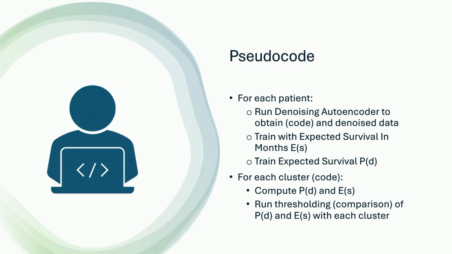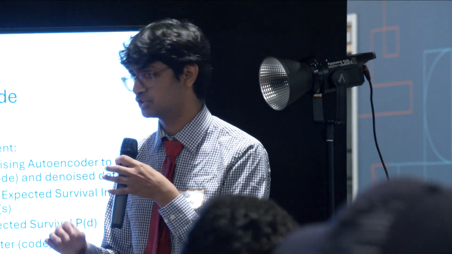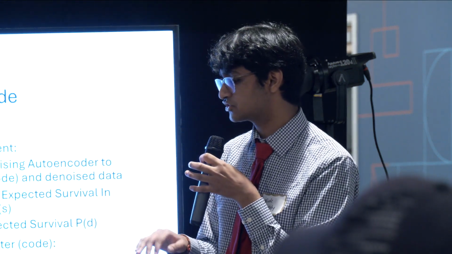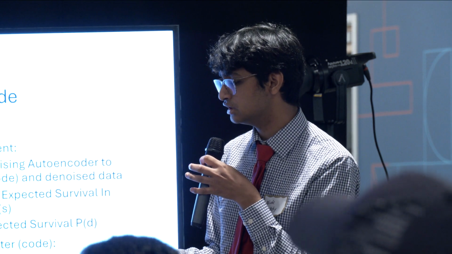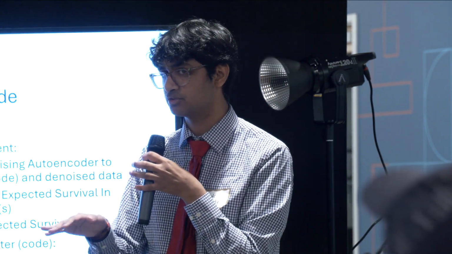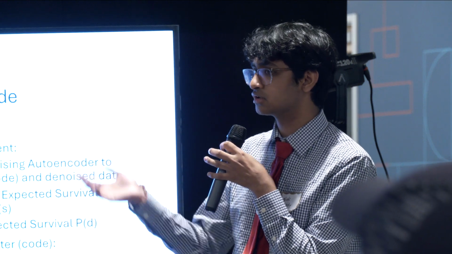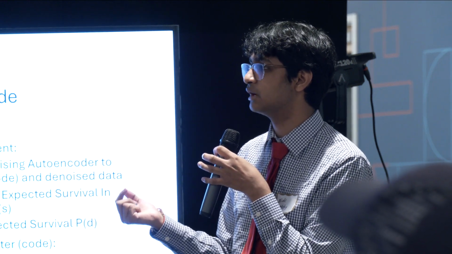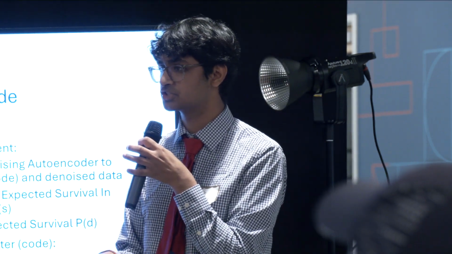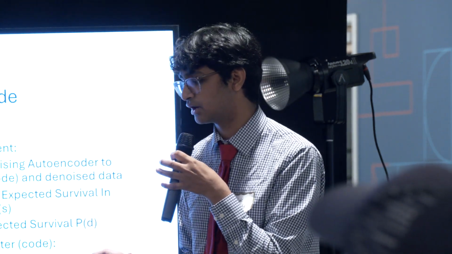So the pseudocode: for each patient, we run the denoising autoencoder to obtain the code, or the signature, and we have the denoised data. Then we train with expected survival in months, and we train expected survival, which is the probability. And then for each cluster, we compute the P and E, and we run the thresholding, the comparison between that and everybody else in the cluster, or all the clusters, and then we can use that to make an educated guess about the signature and its expected survival.